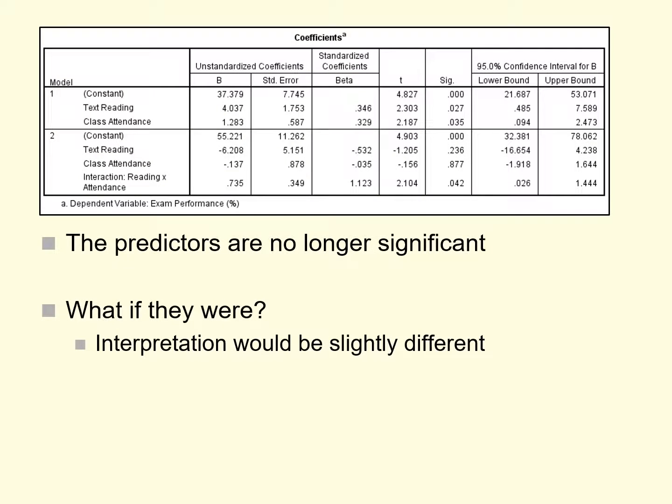Now, if we go down and look at the coefficients for our regression models, things get kind of interesting, because you can notice here that when the interaction term is included in the model, it is statistically significant. So if you look at the value for the t-statistic and the p-value for the interaction term, it's a significant effect. And you can also notice that the main predictor variables, text reading and class attendance, which are significant on their own, are no longer significant when the interaction term is in the model.